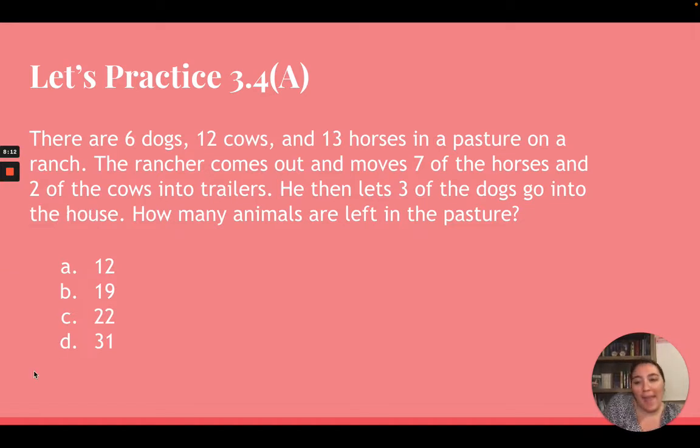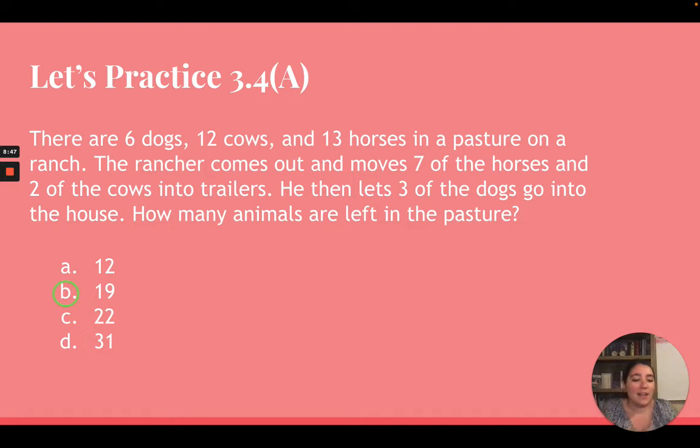Okay, and we're back. So you should have had your 6 dogs, 12 cows, and 13 horses. And then you got your 7 horses and 2 cows that leave, as well as the 3 dogs that go in the house. So you could have done this a bunch of different ways. You could have added up all the animals in the pasture, then all the animals that leave, and then subtract those 2 numbers. You could have gone 1 animal at a time. Lots of different options. But however you did it, you should have found that the number of animals left in the pasture is 19.